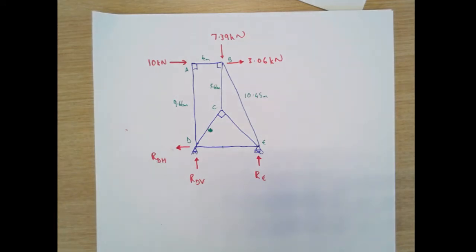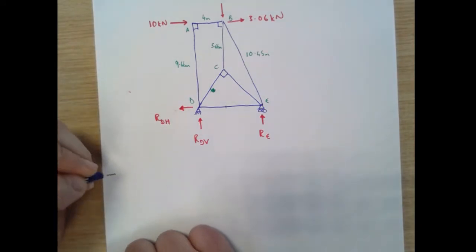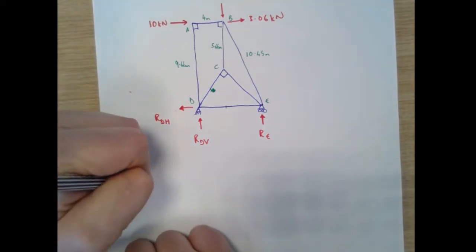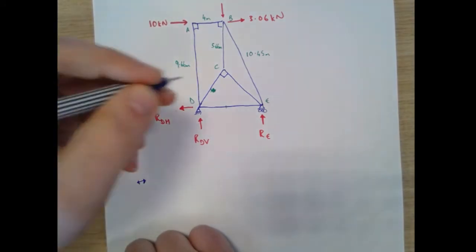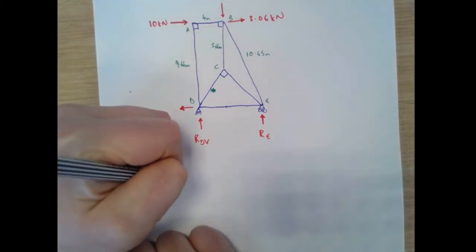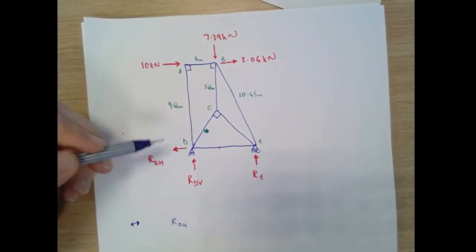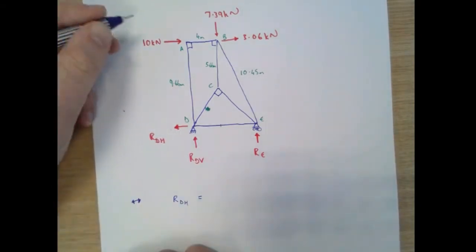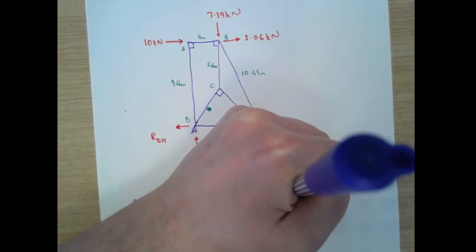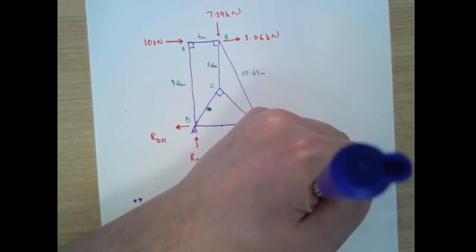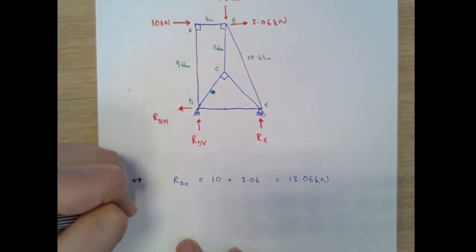Now, the next step is to start solving for these. We'll always do fairly similar steps. The first is to look at the horizontal forces, all the forces acting to the left. That's RDH, that's the only force here acting to the left, must equal all the forces acting to the right. And that's 10 plus 3.06, which comes out to be 13.06 kilonewtons. So we've got one of our reactions there.